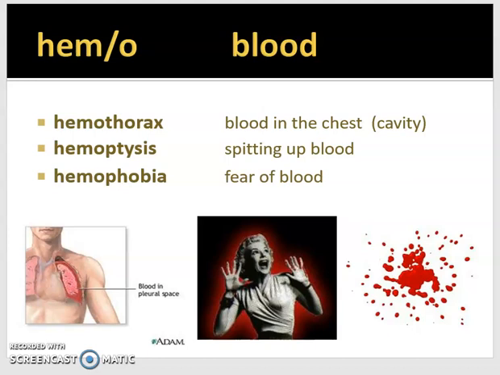I'm scared. Hemo is a combining form for blood. We're going to introduce it today. We'll talk about it much more in the next chapter because we'll be talking about the cardiovascular system. A hemothorax is blood in the chest cavity. Hemoptysis is the spitting up of blood. And hemophobia is a fear of blood, which some people have.